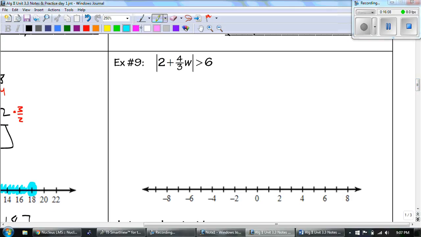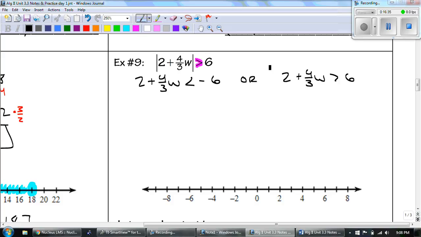So our inequality is all by itself, or our absolute value is all by itself. It's greater, so I have 2 plus 4/3 W is less than -6, or 2 plus 4/3 W is greater than 6. So this is the one that I kept the same, and here's the one where I flipped it.